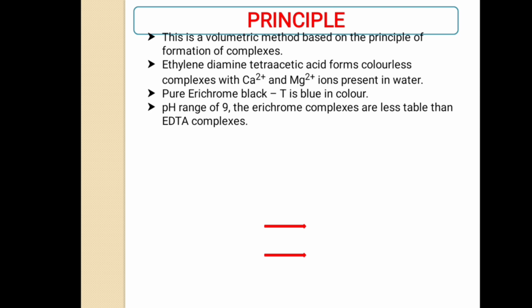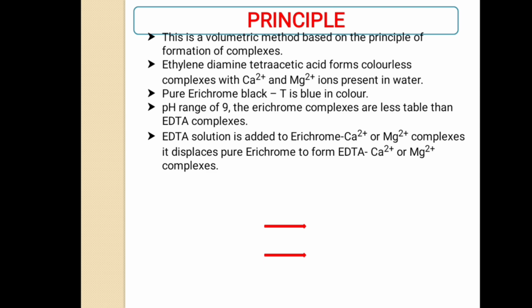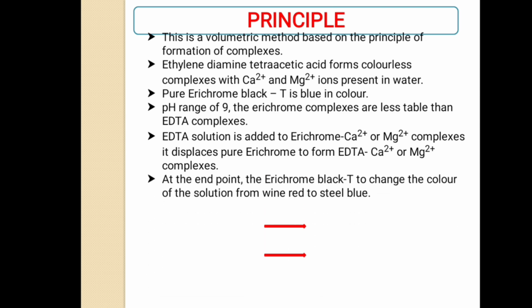The Eriochrome complexes are less stable than EDTA complexes. When EDTA solution is added to Eriochrome calcium 2+ or magnesium 2+ complexes, it displaces the Eriochrome to form EDTA calcium 2+ or magnesium 2+ complexes. At the end point, Eriochrome Black T changes the color of the solution from wine red to steel blue.